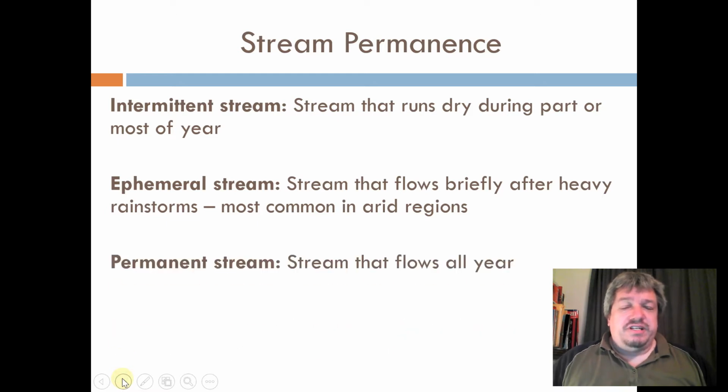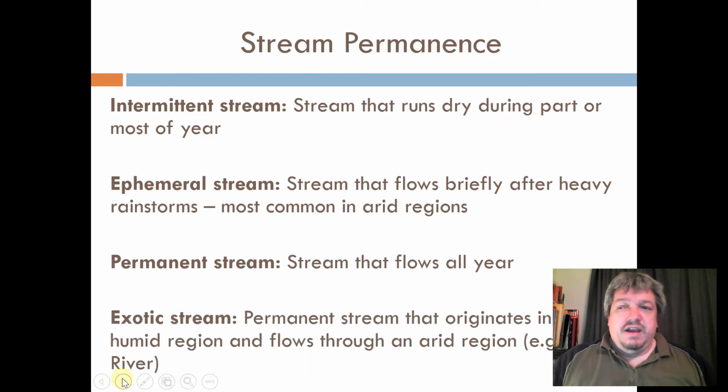The permanent stream is just that, the Chicago River. It flows year-round. It doesn't dry up. And the last one is an exotic stream. This is a stream that would probably be an ephemeral stream, but it's permanent because it has so much water in it from somewhere else. So the Nile River, when it gets to Egypt, is such a hot, dry desert. If it wasn't for the fact the Nile River starts 2,000 miles to the south in the rainforest of Africa and has enough water to be permanent, it would dry up.